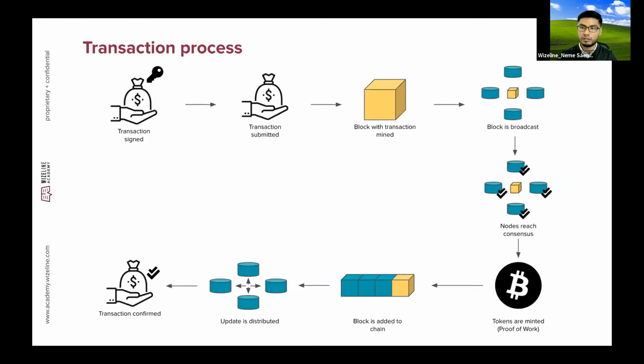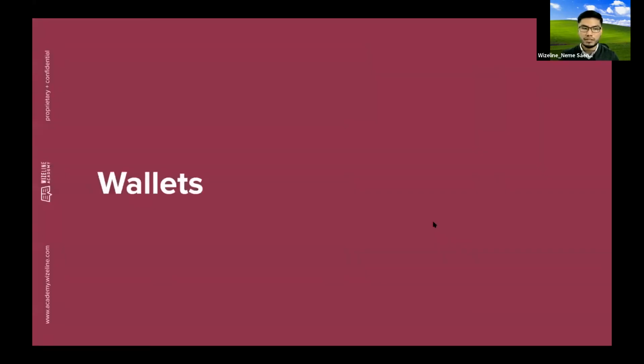Once those nodes reach consensus, we can be sure that this block is valid. Until then, we produce new coins, which are rewarded to the miners. And after that, this new block is added to the blockchain and distributed to the whole network. This is the last step for a transaction. And once that's done, we can say that this transaction is confirmed. Could you go to the next slide, please?